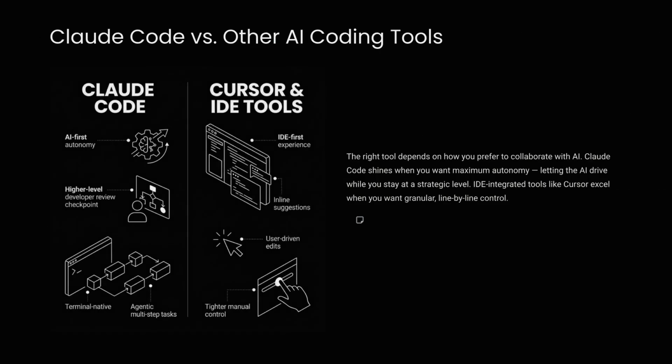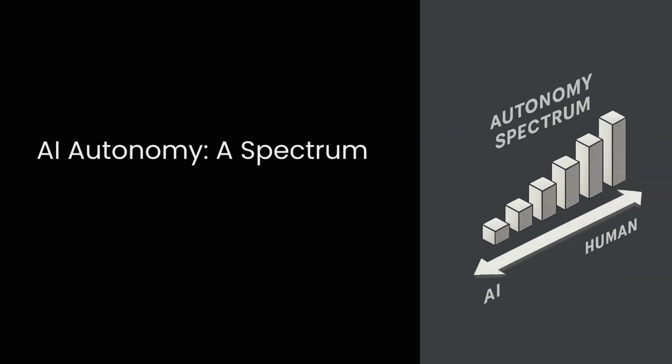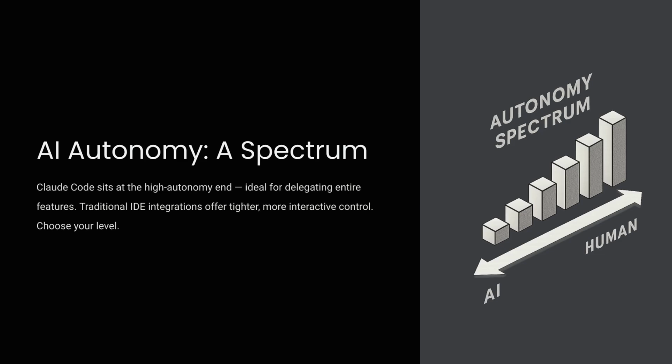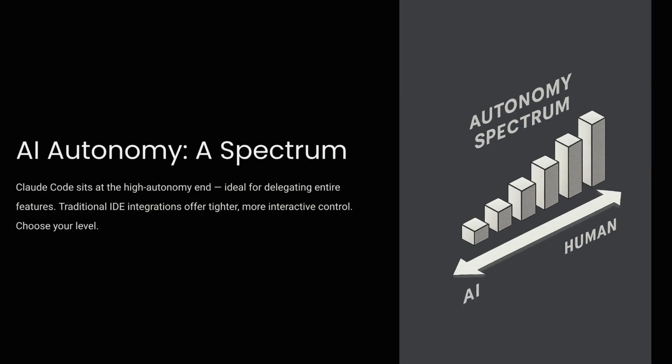When comparing Claude Code to other AI coding tools, the choice depends on your preference. Claude Code offers maximum autonomy for strategic driving, while tools like Cursor provide granular, line-by-line control. Many developers successfully use both approaches. AI autonomy is a spectrum. Claude Code is on the high autonomy end, ideal for delegating entire features. Traditional IDE integrations offer tighter, more interactive control. You can choose the level that suits your task.